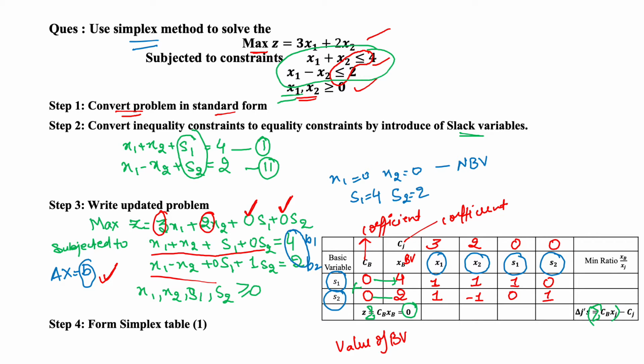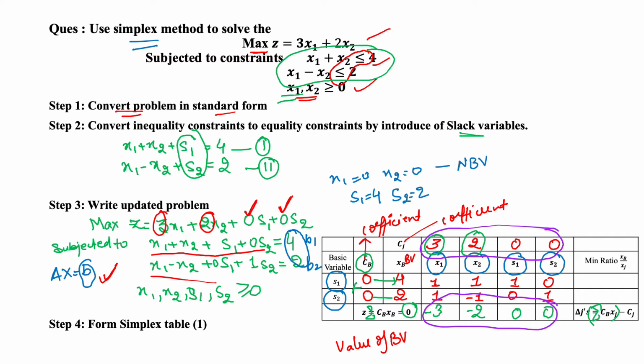Here also, the formula is the summation of cb into zj minus cj. So what will it become? This is my cb: 0 into 1 is 0, plus 0 into 1 is again 0, minus cj, which is 3, so it becomes minus 3. Similarly 0 into 1 is 0, 0 into minus 1 is 0, minus 2, so it will be minus 2. This will be 0, 0. For the first table, this will be the negative of my cj's.